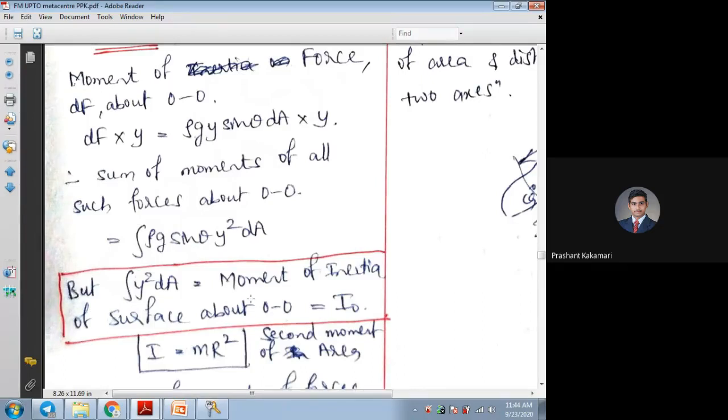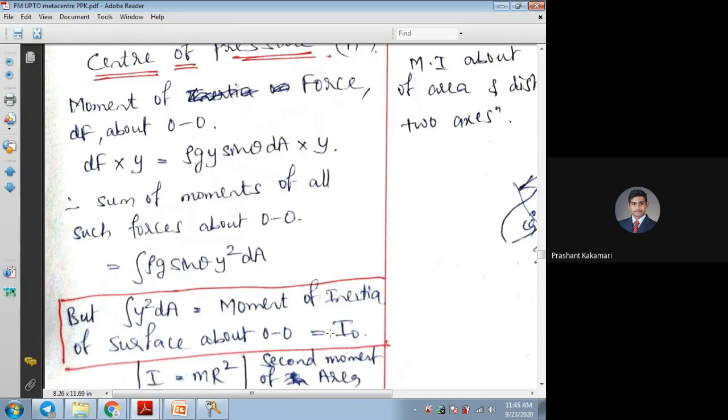And if you go back to the concepts of geometry, we know that area multiplied with some distance square is nothing but the moment of inertia of the surface. Yes, the moment of inertia of the surface is the area into distance square at which the moment is going to act. So I can replace this y square dA term in this derivation with the moment of inertia I naught, which is also nothing but the second moment of area.